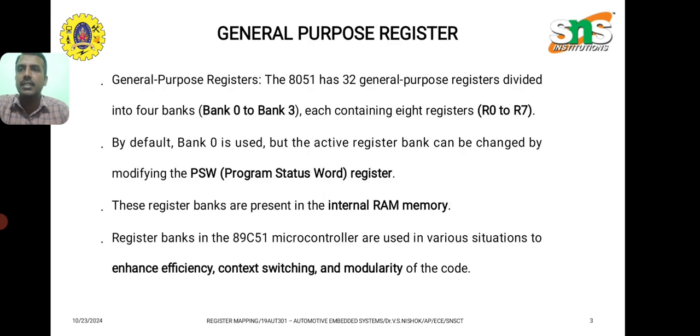General purpose register. The 8051 has 32 general purpose registers divided into 4 banks, bank number 0, bank 1, bank 2 and bank 3, each containing 8 registers starting from R0 to R7. By default, bank 0 is used, but the active register bank can be changed by modifying the program status word register. These register banks are present in the internal RAM memory. Register banks in 89C51 microcontroller are used in various situations to enhance efficiency, context switching, and modularity of the code.